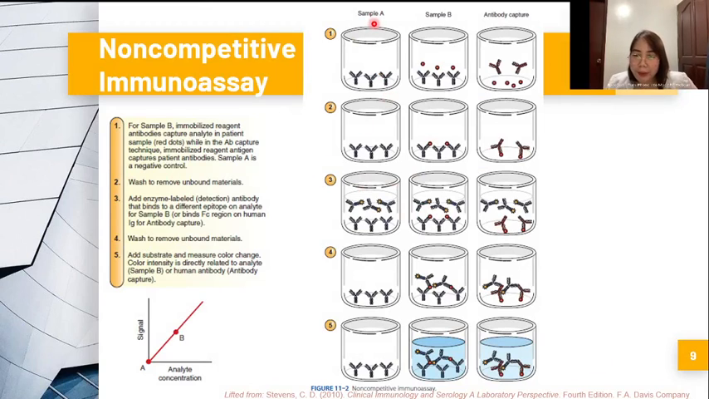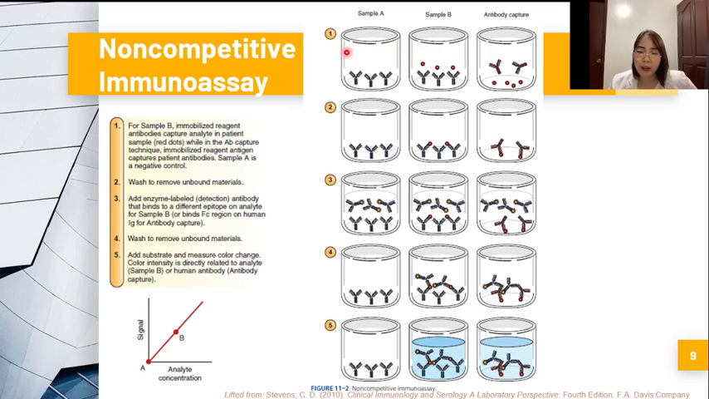Okay, so sample A again is a negative control, and then sample B contains your patient antigen. So, in non-competitive immunoassay class, tandaan nyo, you are using a capture antibody. When you say capture antibody, these are antibodies that are attached in the medium, or what we call solid phase antibody. So, these antibodies, again, are passively absorbed to a solid phase medium, and then these will be the one to capture if there is a specific antigen that is present in the sample.